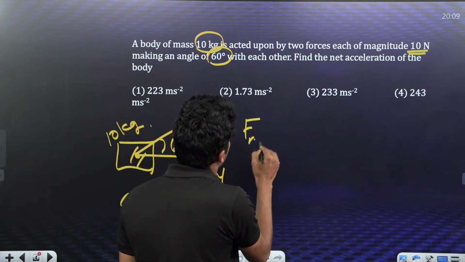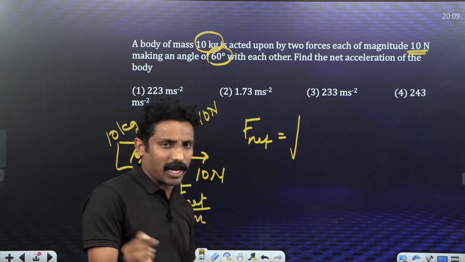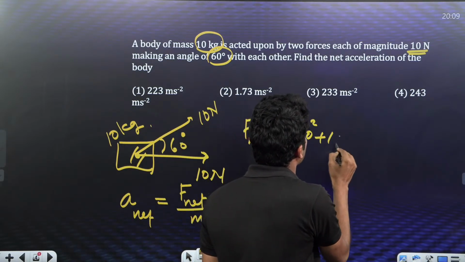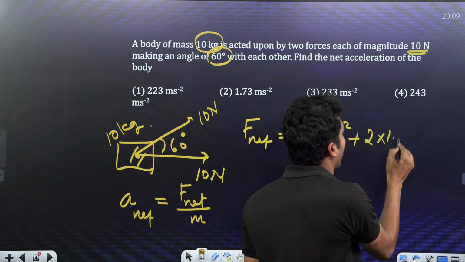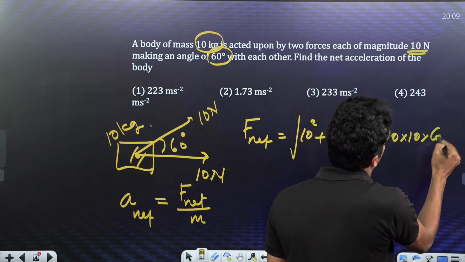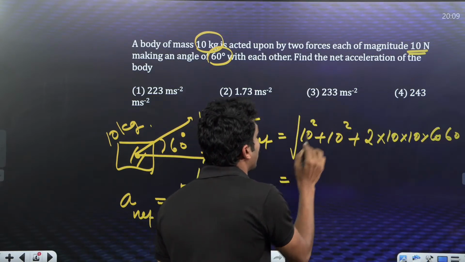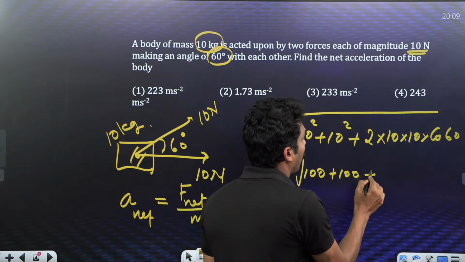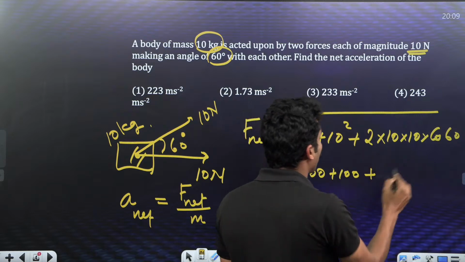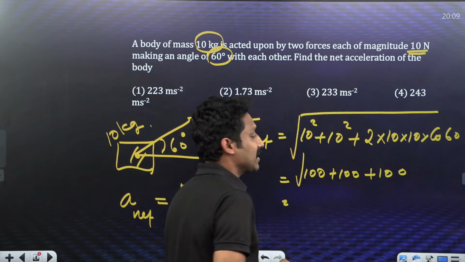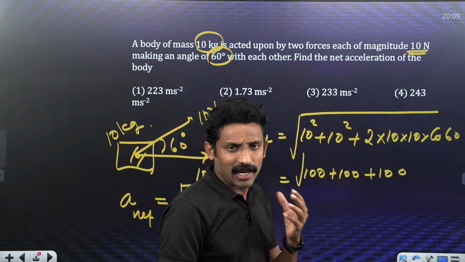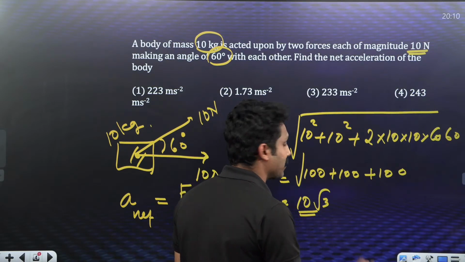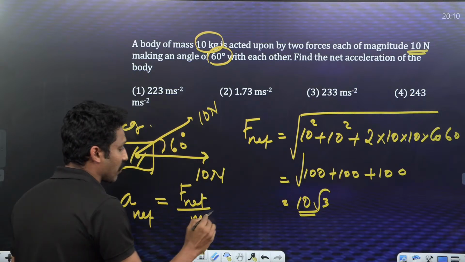Here the net force is equal to the root of the magnitude of these two forces. Very simple question: 10 square plus 10 square plus 2 into 10 into 10 into cos 60. This is the magnitude of the addition of two vectors. This is 100 plus 100 plus, cos 60 is 1 by 2, 10 into 10 again 100. Isn't it? 300, root of 300, which is 100 into 3. Root of 100 is 10, so it is 10 root 3. Okay, 10 root 3 is the net force.